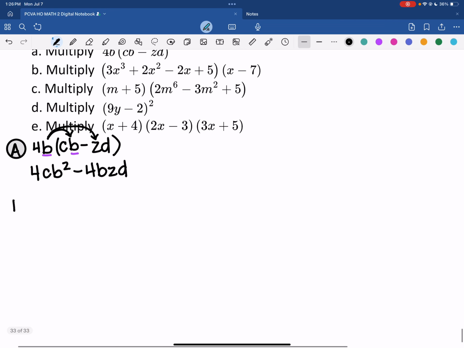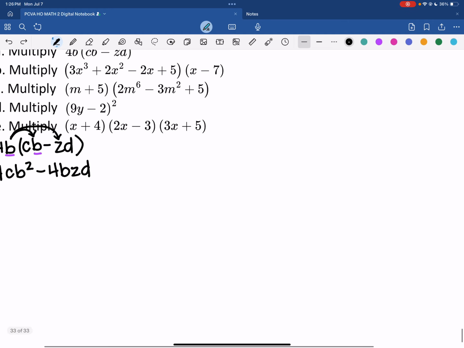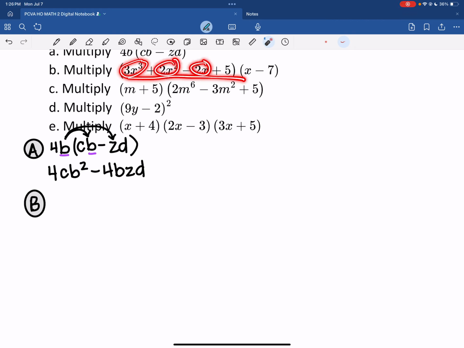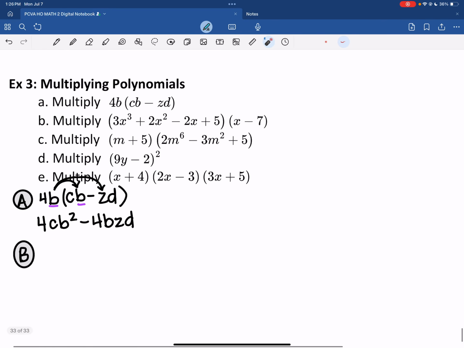Now, for B. Now, B is a little bit different because we have more pieces. We have bigger than just a monomial. So when I do these, I like to use the box method. For this first parentheses right here, I have 1, 2, 3, 4 terms. And then for the second one, I have 2 terms.